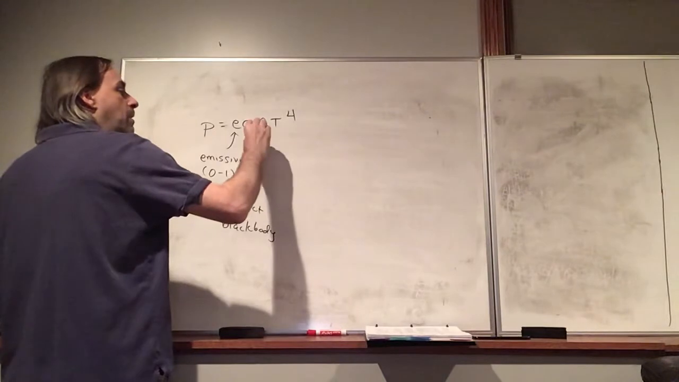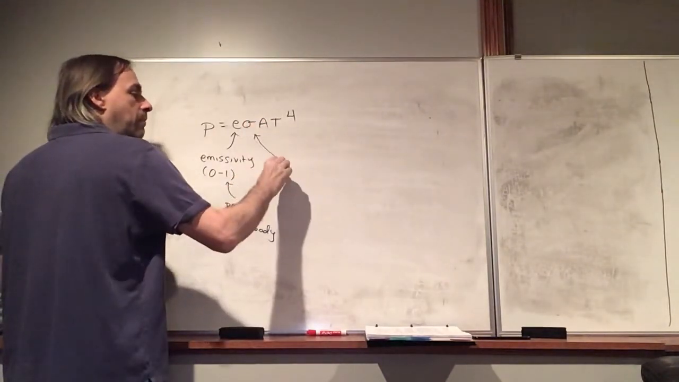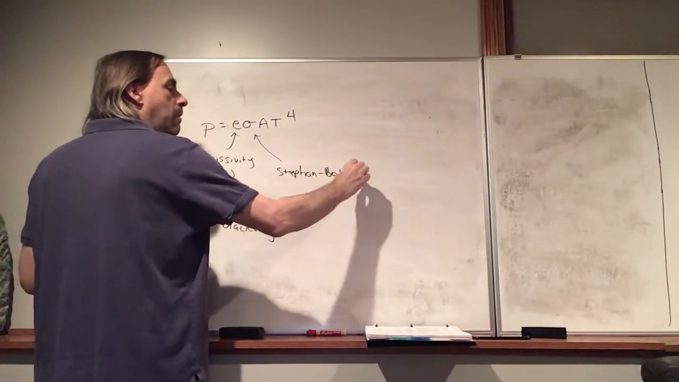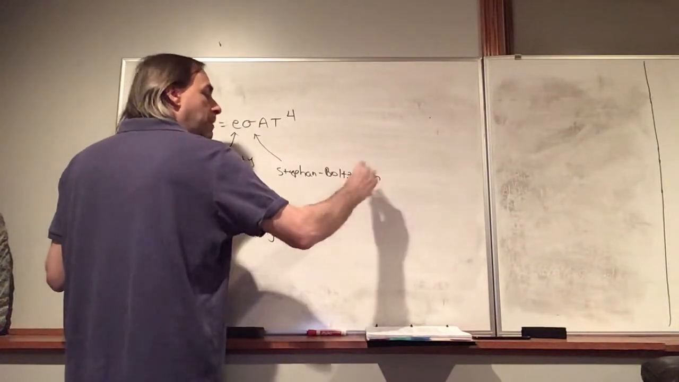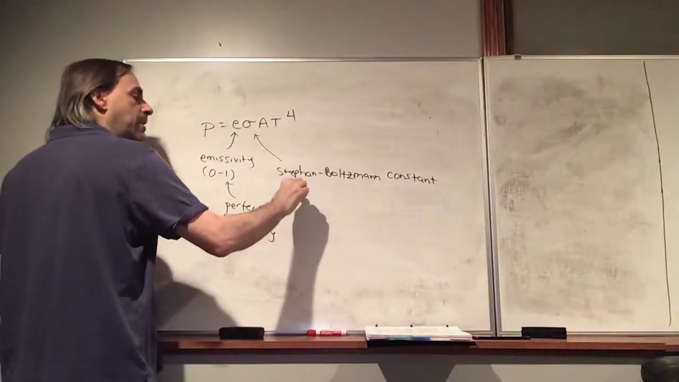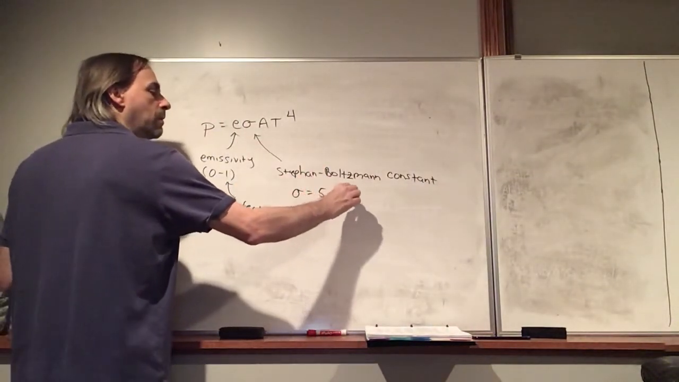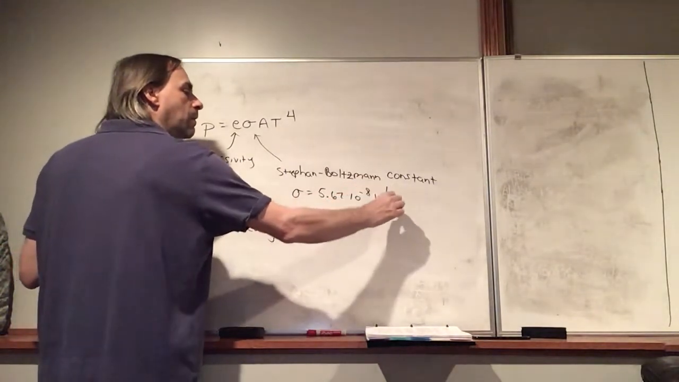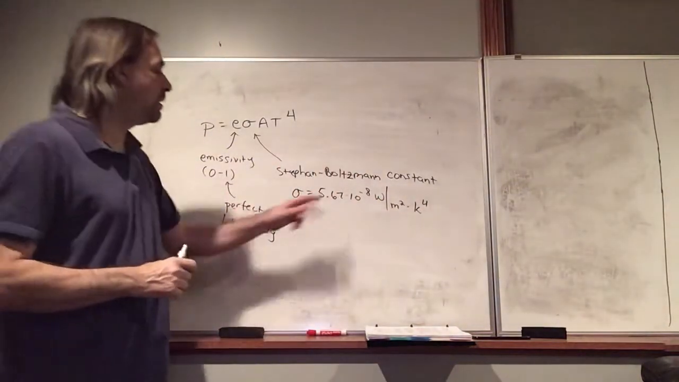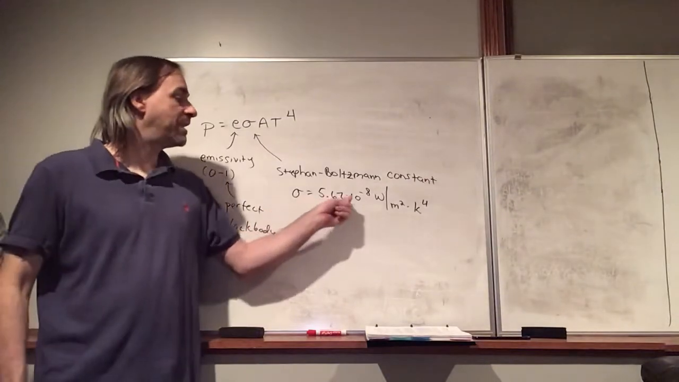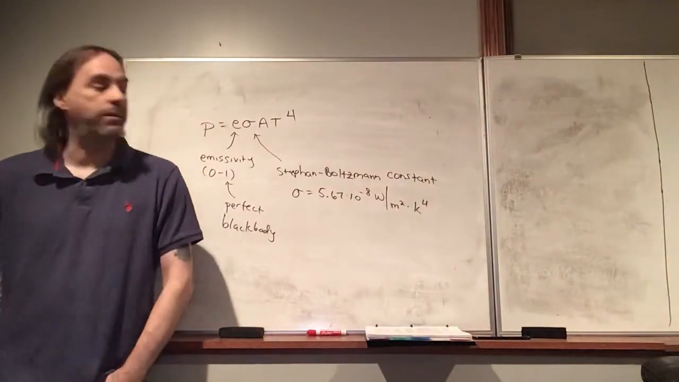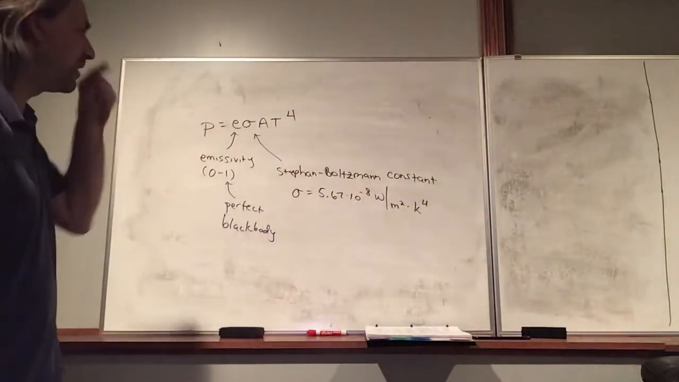Now the sigma is called the Stefan-Boltzmann constant. We'll learn more about Boltzmann later. He was one of the leading scientists of his time in the 1800s, and we use this Greek letter sigma. This is a fundamental constant. Numerically it is 5.67 times 10 to the minus 8, in watts per meter squared Kelvin to the fourth. So that's seen as a fundamental constant.